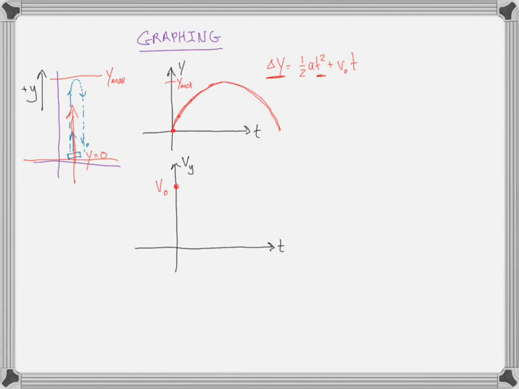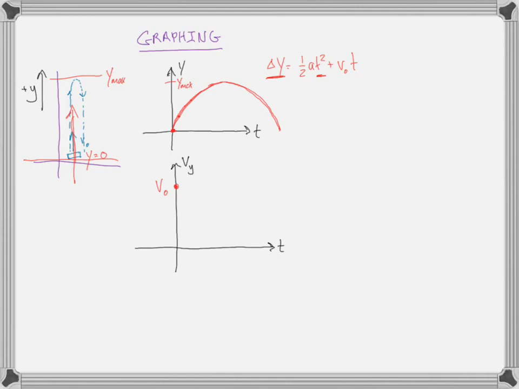But how does it slow down? Does it slow down quadratically, like the position? Does it slow down constantly? Well, remember that the slope of the v versus t curve is acceleration. The slope of the v versus t curve is acceleration, and the acceleration is constant. So this slope better be constant.